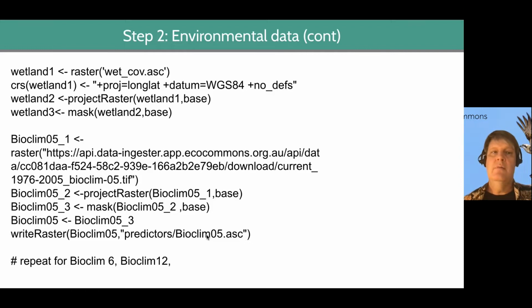So we did that for wetland connectivity, we did that for EVI. So this is just an example of what's repeated throughout the script, is you want to write these files to your predictors folder. And then we just repeat those steps for bioclim 6, for bioclim 12. So those are going from temperature variables to rainfall related variables.